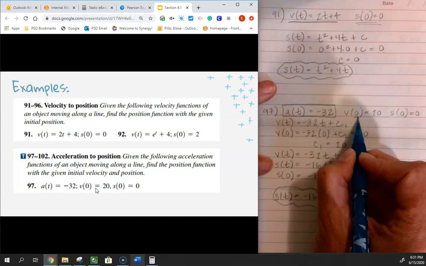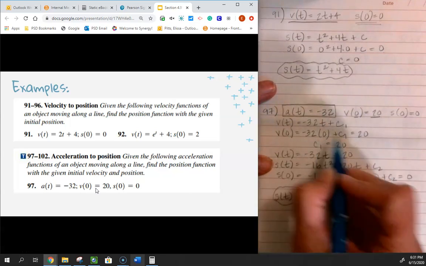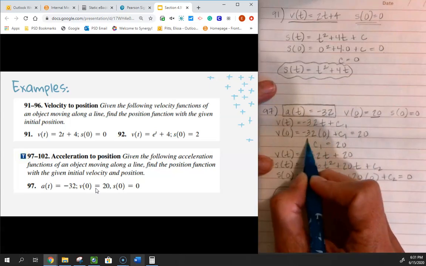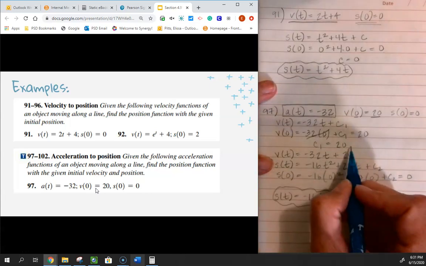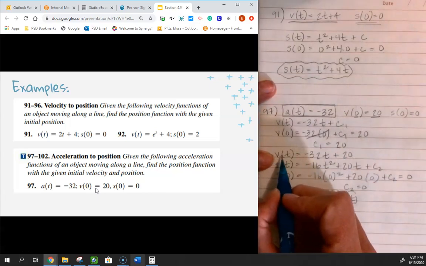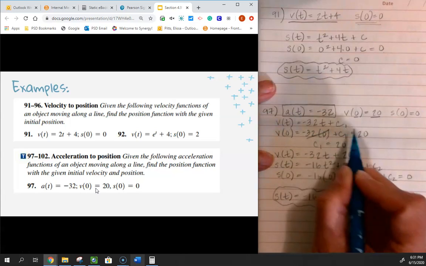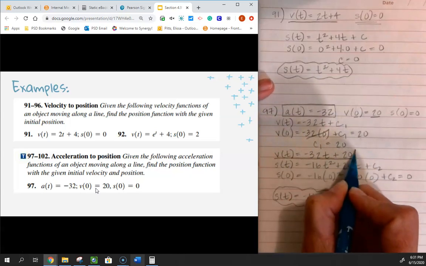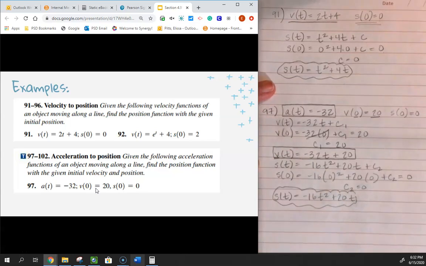This says when I put in 0 for t, I should get out 20. So when I put in 0 for t, I get out 20, and this tells me that c1 is equal to 20 because that will go to 0. So now I rewrite my velocity, v of t equals negative 32t plus 20. c1 is equal to 20. So now this is my velocity function, and I need to go back one more step to position.